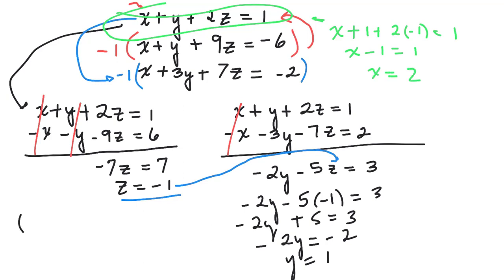So therefore, our solution of x, y, z equals 2, 1, and -1.